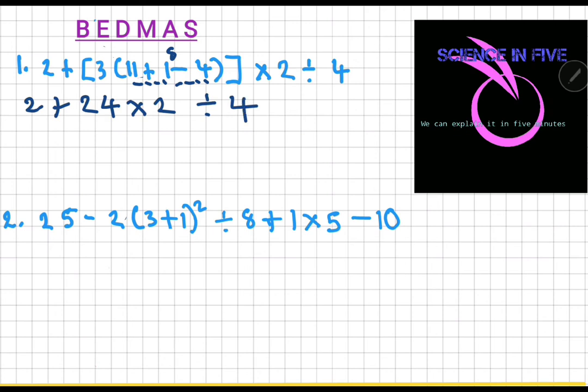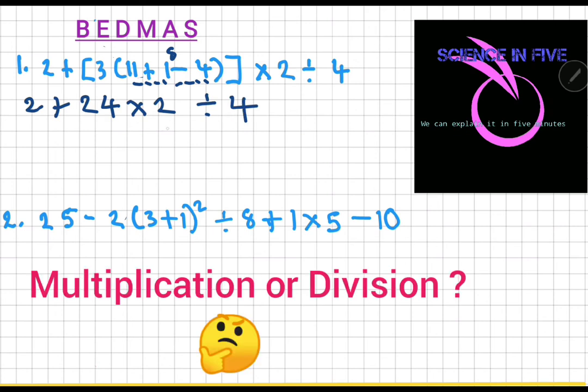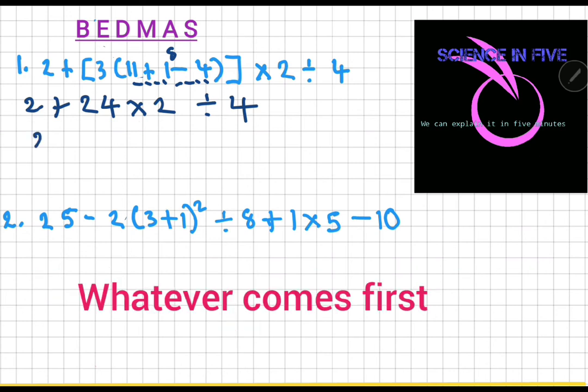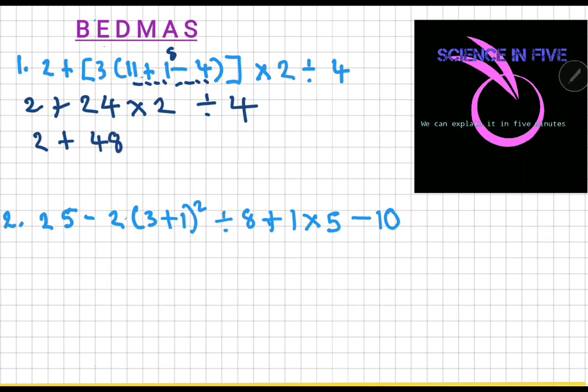When it comes to multiplication and addition and division, I do what comes first, multiplication. So this becomes 2 plus 48 divided by 4. 48 divided by 4 will give me 12. So this becomes 2 plus 12 to give me an answer of 14. Go for the bracket first.